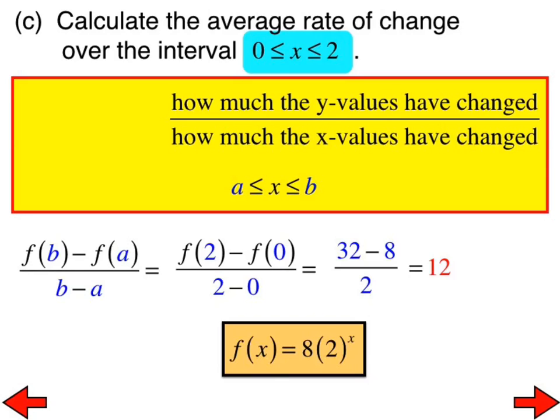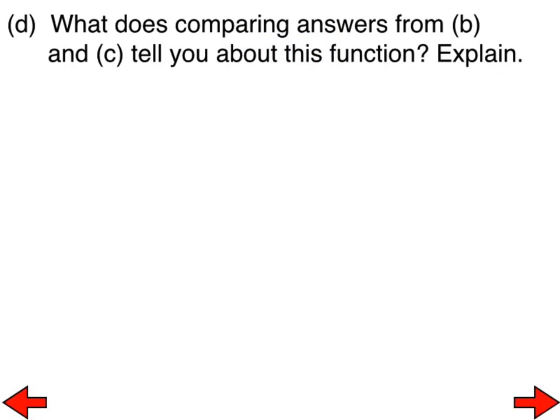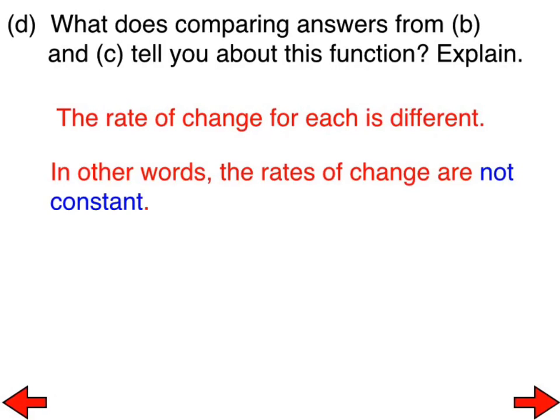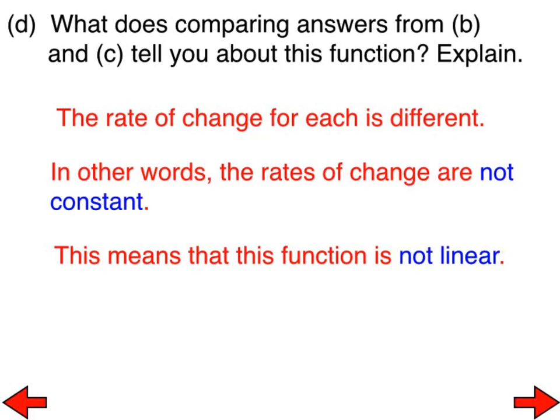Now, part D says, what does comparing what you got in B and C tell you about this function? Well, were the average rates of change the same or were they different? Different. Let's try that again. Were they the same or different? Different. That means they're not constant. So you need to write something down that makes sense to you. The rate of change for each is different. In other words, the rates of change are not constant. This means that this function is not linear.